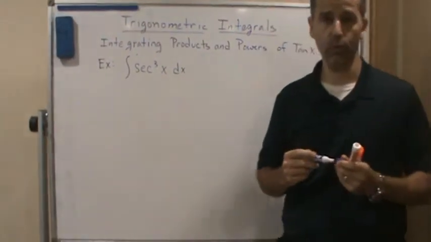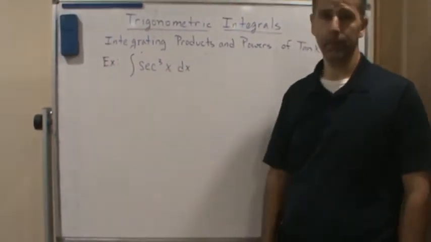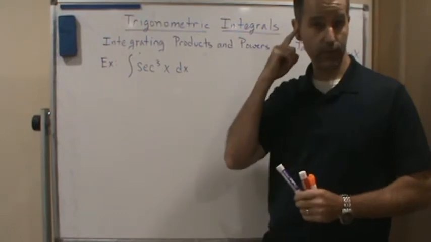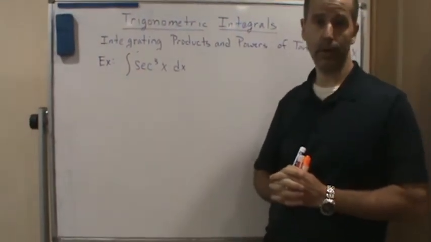Okay, so let's look at this one here. And here we have a secant function cubed. Okay, so there's no tangent function. So in this case, we're going to end up using integration by parts.